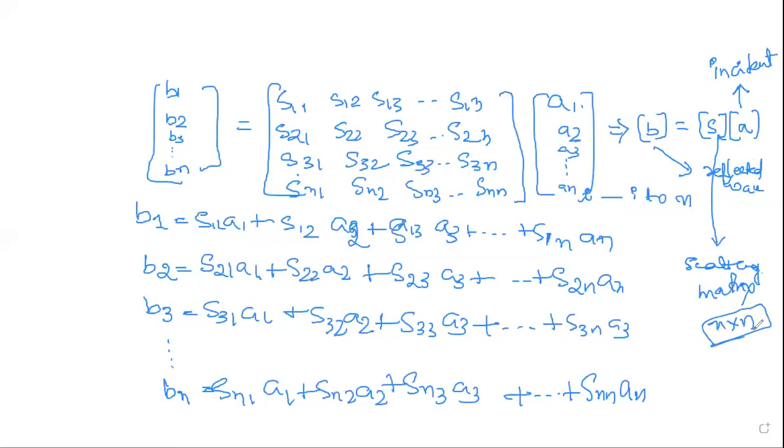When you consider the equation, you have B equals S into A. B represents the reflected waves matrix, S represents the scattering matrix, and A represents the incident matrix. Is that okay? You have to remember this equation for the derivation of certain properties of the scattering matrix. Is that fine? I hope it is clear. If not, tell me and I'll explain once again.